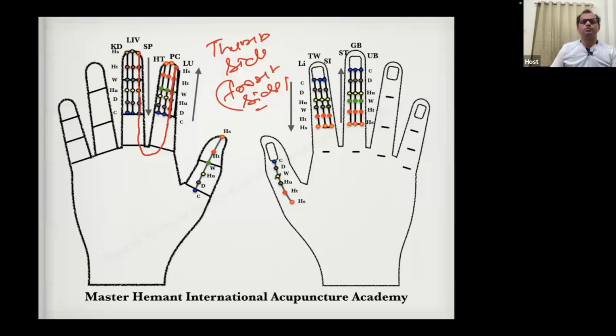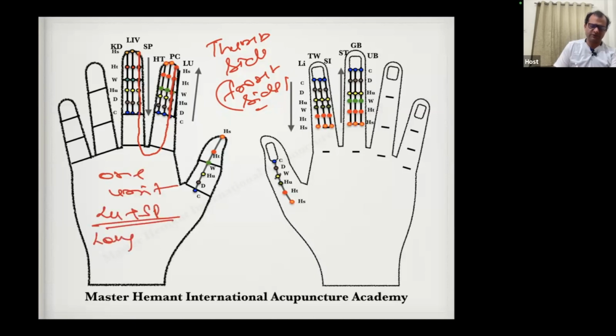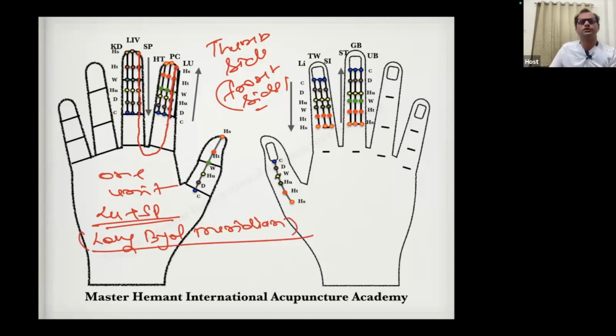So now if we mix them together, this becomes one unit of the lungs and spleen, and this is called the long bowel meridian. The long bowel meridian is the unit of the meridians of the upper body and the lower body.